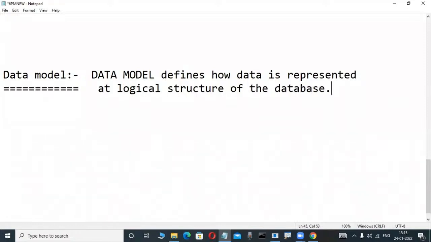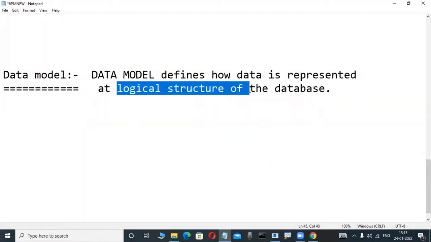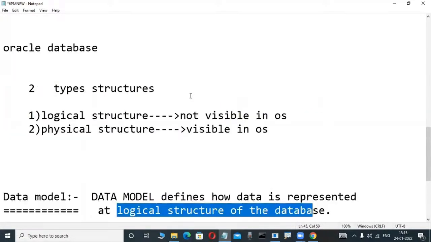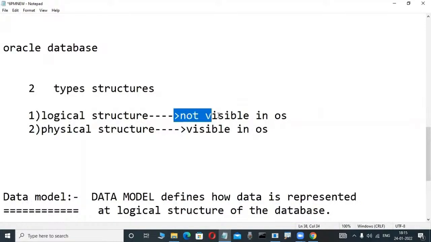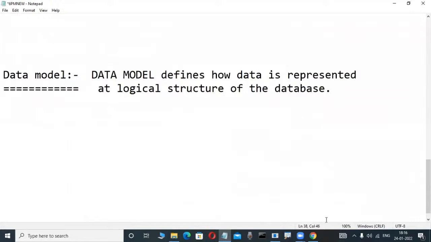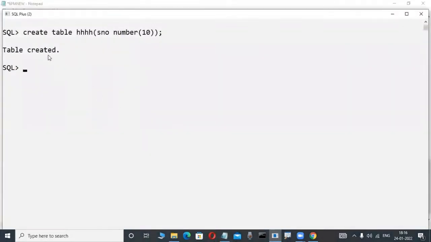And now check it out. Screen, observe it here. What is a logical structure? As I told in previous classes, a structure which is not visible in the operating system is called a logical structure. When you create a table, it is not visible in the operating system, but that structure is visible in the database. Very good. Now in this database, how data is represented is specified in the format of records, and these collections of records are in matrix format.